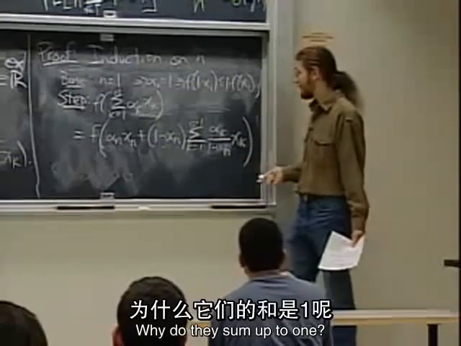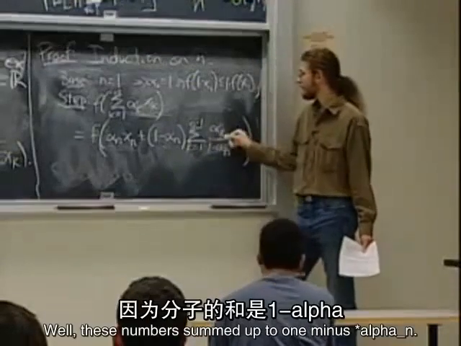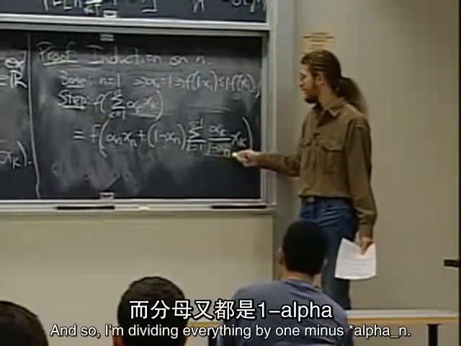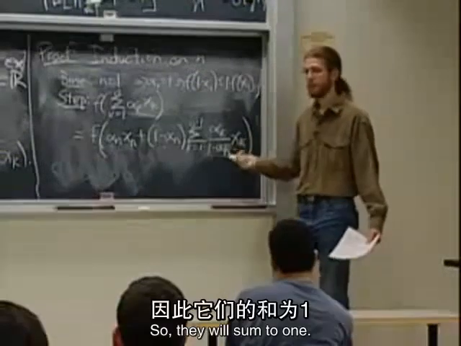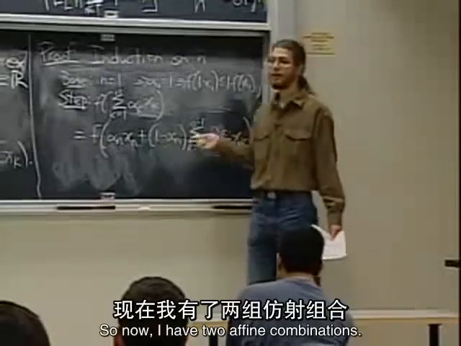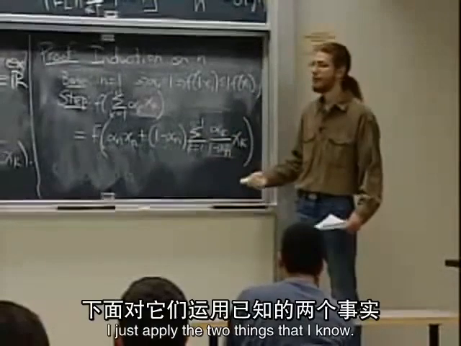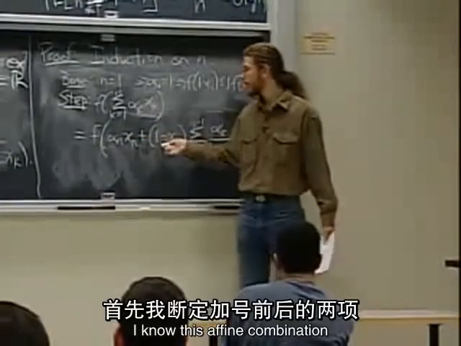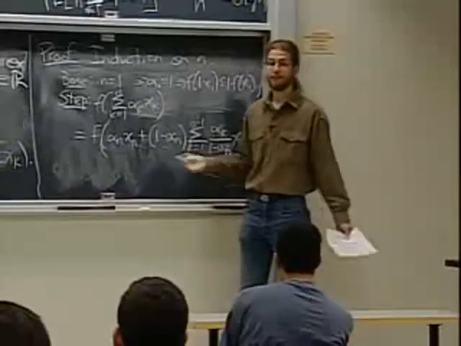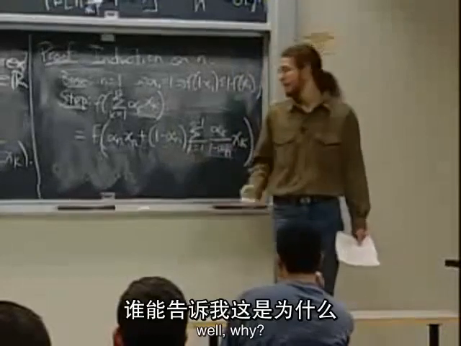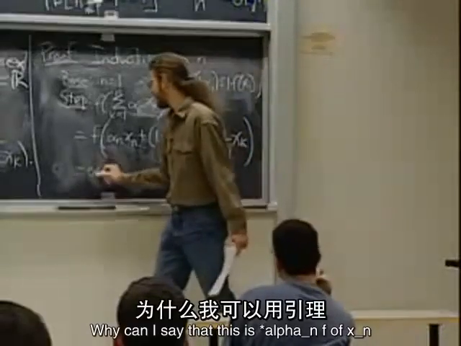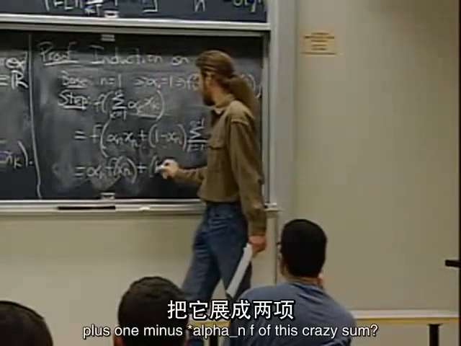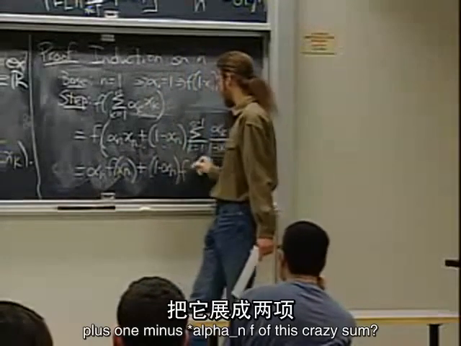Why do they sum up to 1? Well, these numbers summed up to 1 minus alpha n. And so I'm dividing everything by 1 minus alpha n, so they will sum to 1. So now I have two affine combinations. I just apply the two things that I know. I know this affine combination will work because, well, why? Why can I say that this is at most alpha n f of xn plus 1 minus alpha n f of this crazy sum?